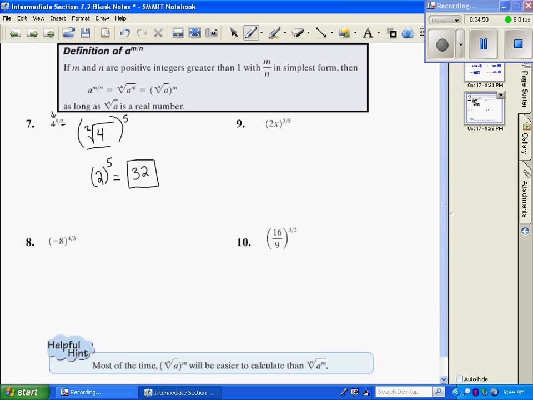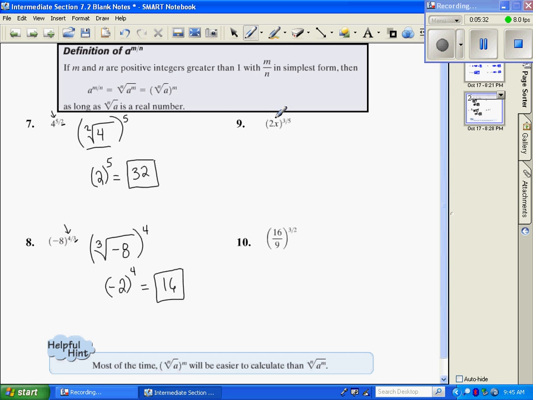Okay. Number 8, since that negative is in a parenthesis, I include it under as my radicand. My denominator is my index, and then afterwards I put the whole thing in parentheses and raise it to the numerator. We always start on the inside and evaluate this first. What cubed gives me negative 8? Negative 2. Then don't forget to bring down your exponent, and now I evaluate negative 2 times negative 2 times negative 2 times negative 2, which is going to equal 16.